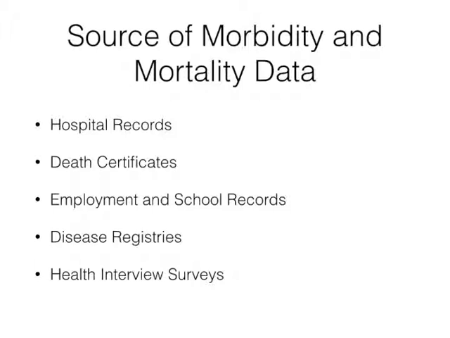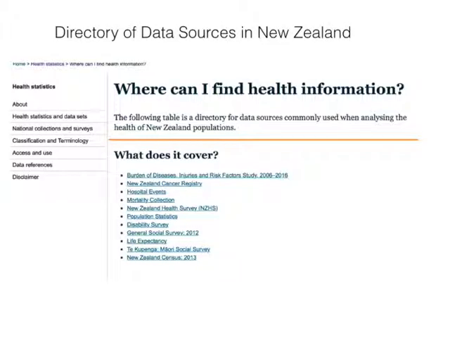Then there are health interview surveys that are conducted by ministries of health and health systems all over the world. Just to give you a sense of the different kinds of data sets, in the context of New Zealand, take a look at this. You can see there are well over 10, 15 data sets: the burden of disease studies, the New Zealand Cancer Registry, hospital events, mortality collections, interview surveys, and population statistics collected by the census. And a lot of them are surveys: the disability survey, the New Zealand Health Survey, the Maori Social Survey, and of course the census is also a very important unit of data.